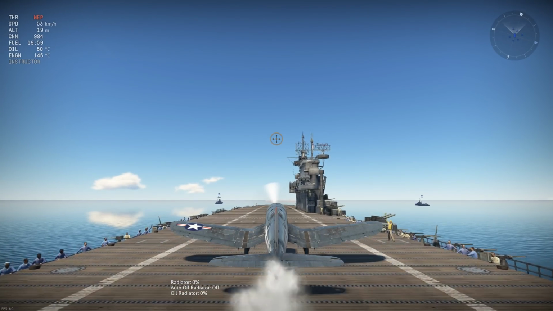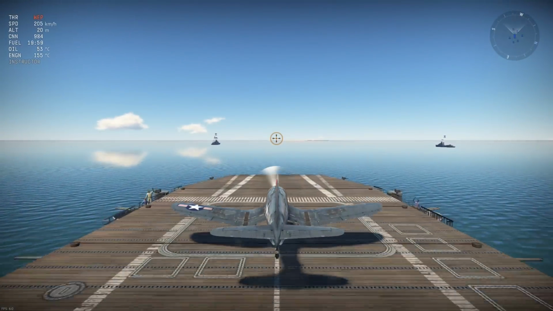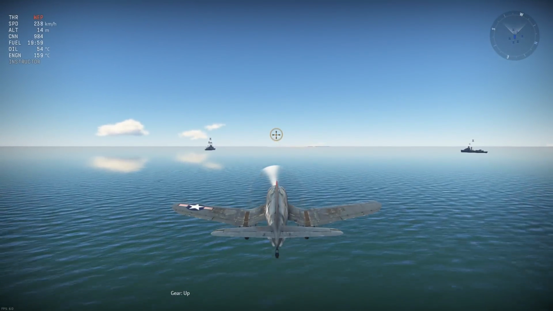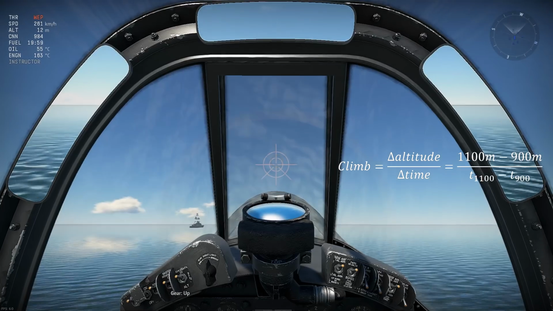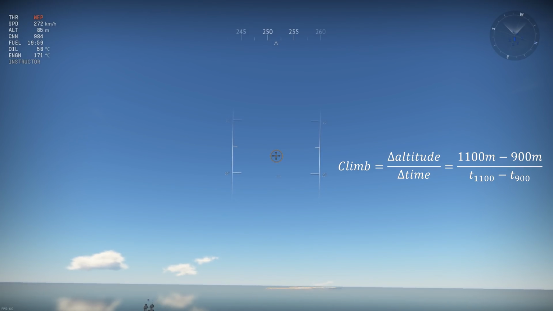This time, climb was tested. Climb tests were done at every kilometer between 0 and 9 kilometers by finding the time it takes to climb 200 meters. For example, for the rate of climb at 1 kilometer, I found the time it took to go from 900 meters to 1100 meters and divided 200 meters by that time to find the climb rate.